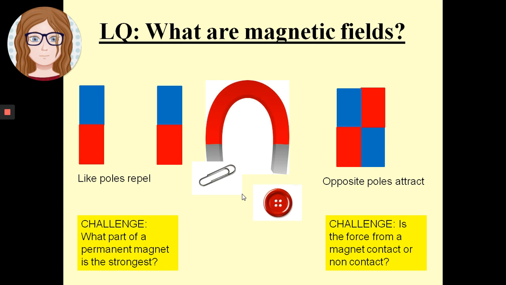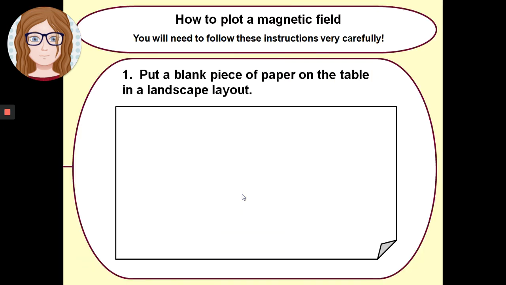And it's a non-contact force because the magnet doesn't have to be touching an object in order to act upon it. Some materials are magnetic, such as the steel in the paper clip, but most materials are not magnetic, such as the plastic in the button.